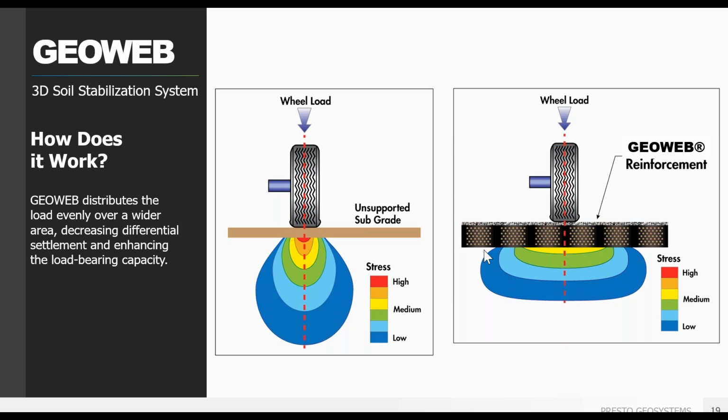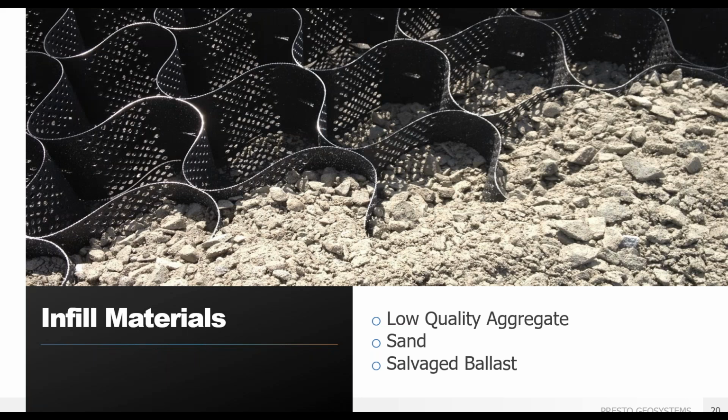Rule of thumb for a geocell, and when we're talking about stress distribution, especially over low subgrades, is we can reduce the pressure reaching a subgrade by at least 50%. So if you're looking at stress distribution, rule of thumb is at least 50% for a geocell. Once again, the infill materials can be that low quality, low friction angle, the sands, salvage ballast. I'll show you a couple of slides here where we actually can use recycled or salvage ballast to really save money and save time on your projects.